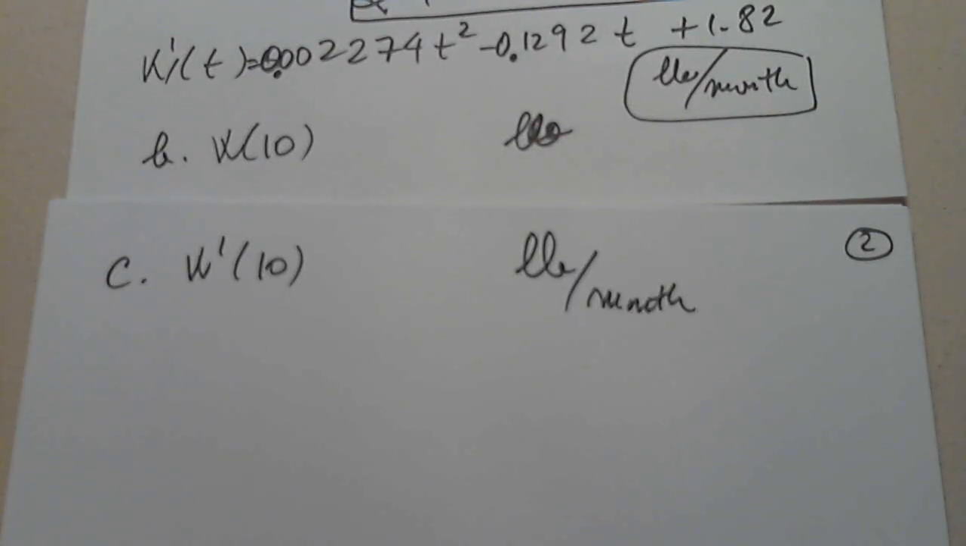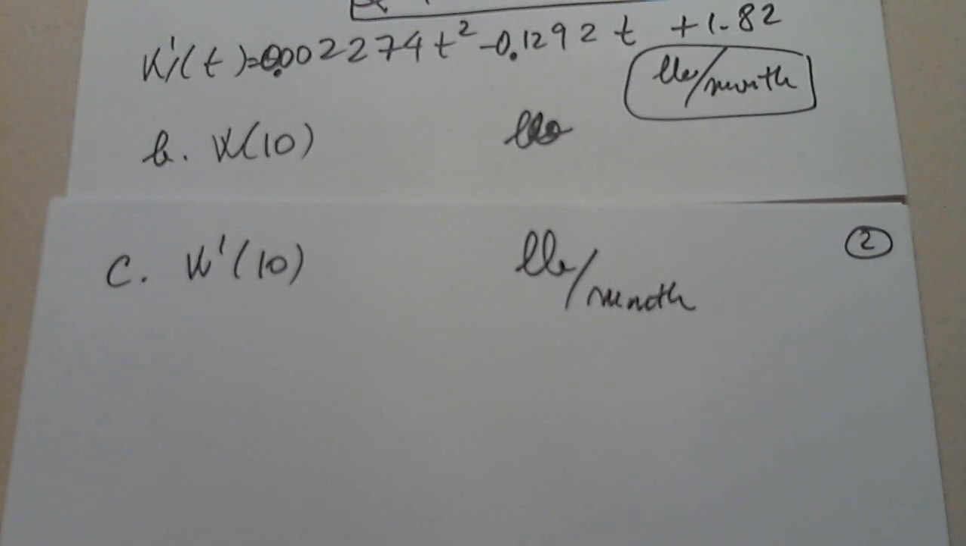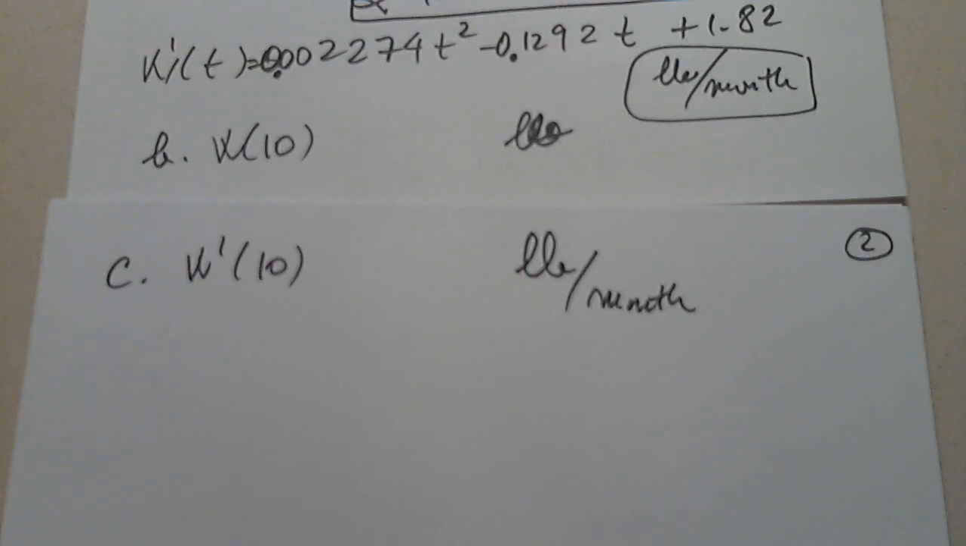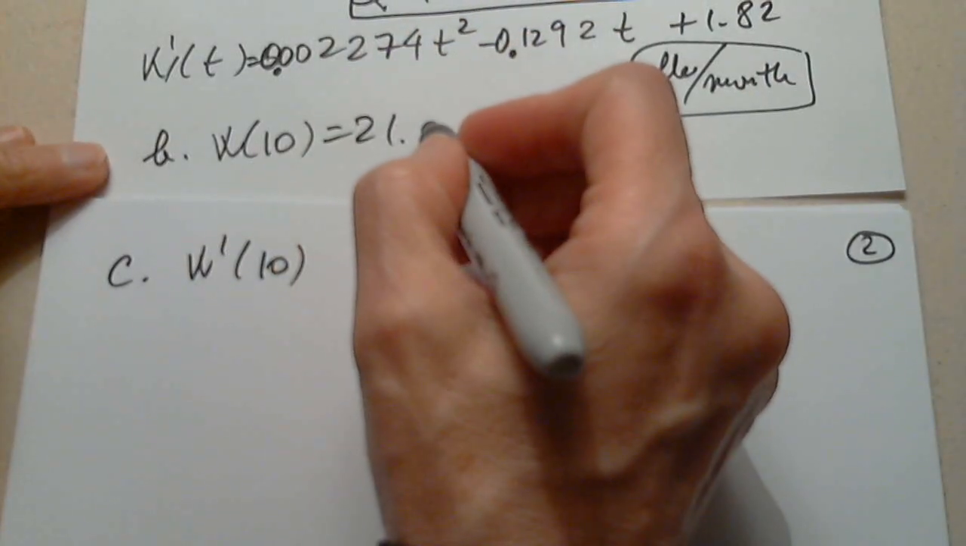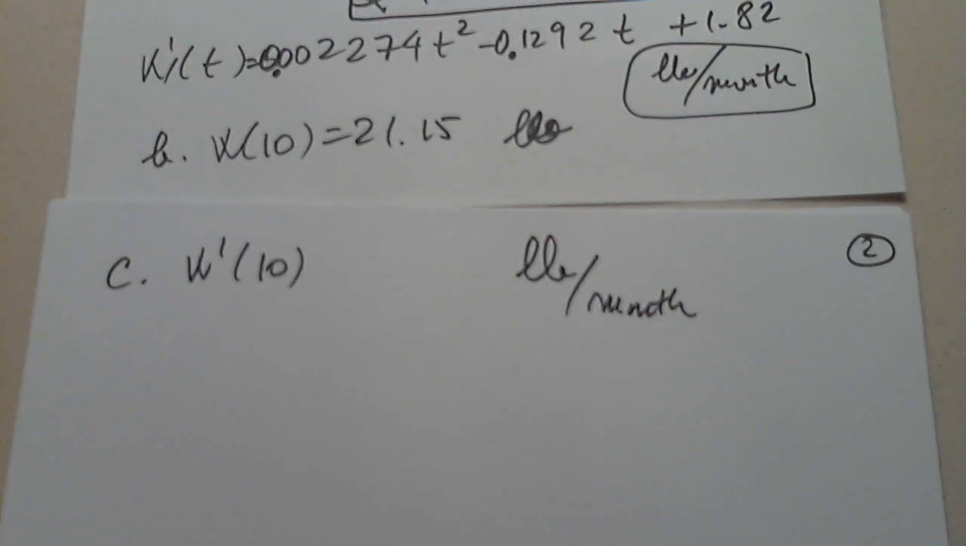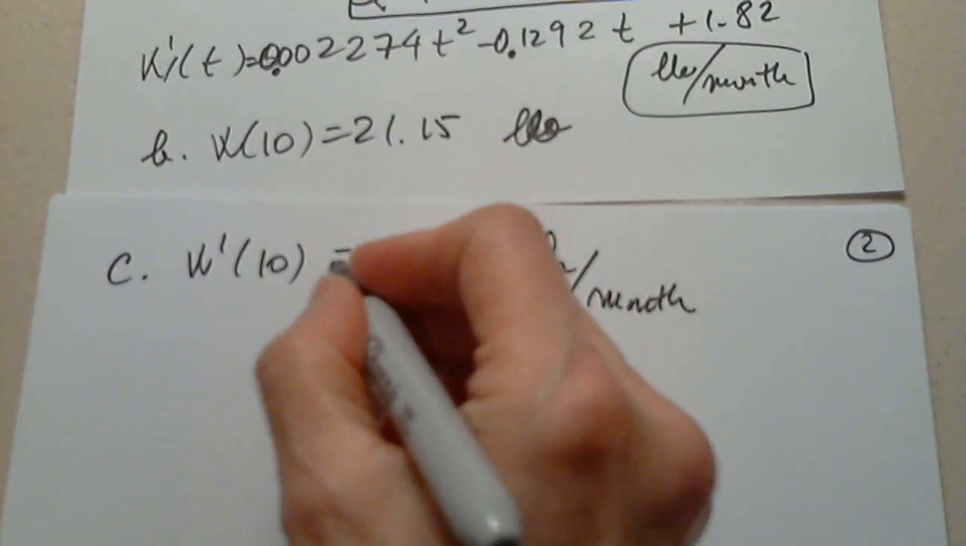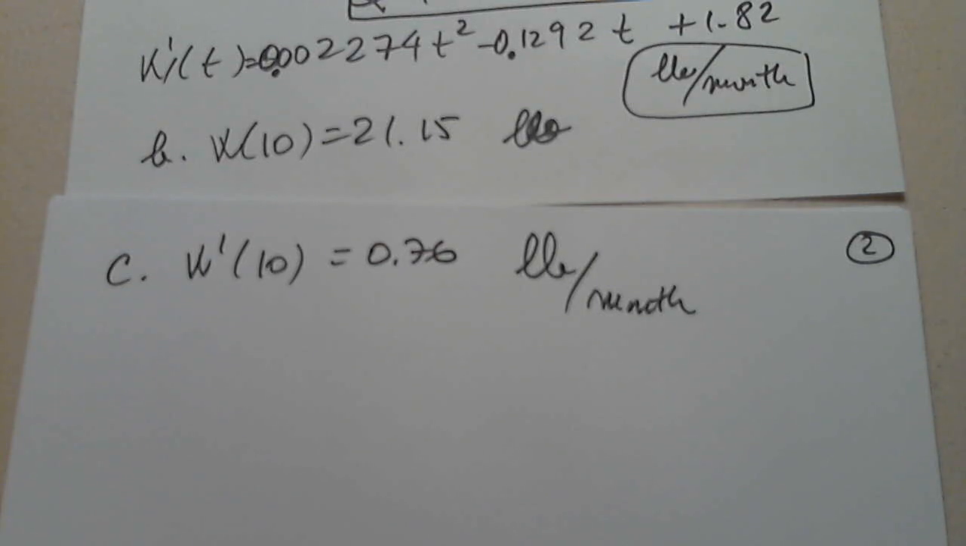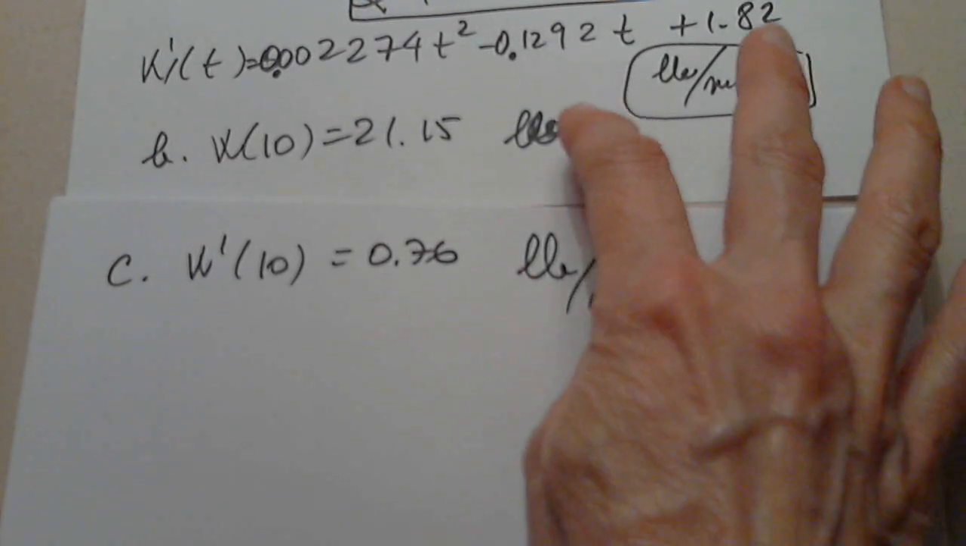So now when I go to second table and I enter 10, this is the weight at 10 months, and this is how fast the weight is changing precisely at 10 months, the instantaneous rate of change. So at 10 months, the weight of the boy is 21.15 pounds. Let me write that down. 21.15. At that particular instant, his weight is changing at 0.76 pounds per month. Again, is this clear? Yes or no?